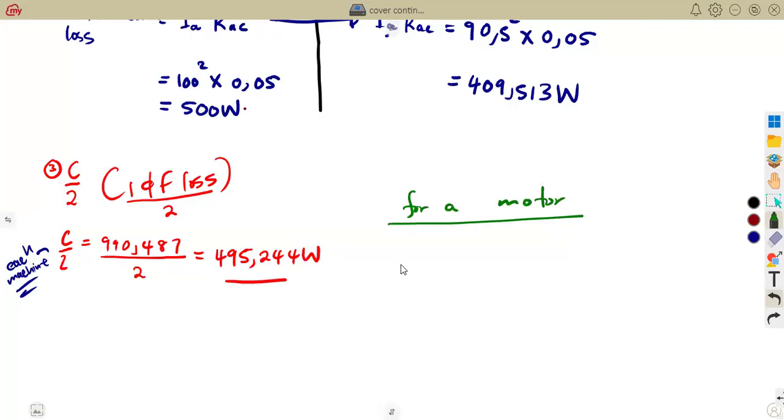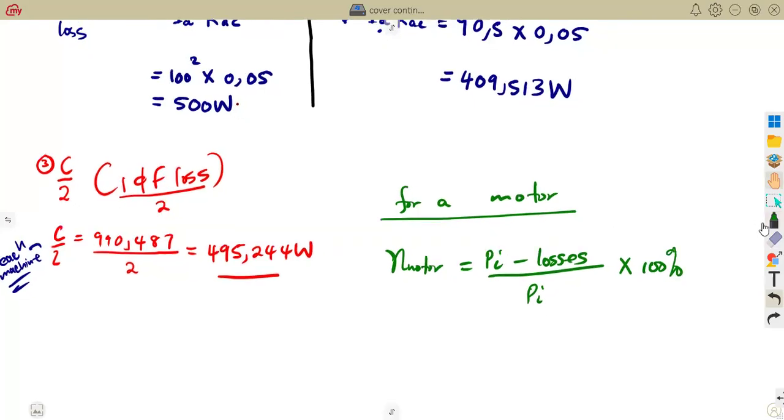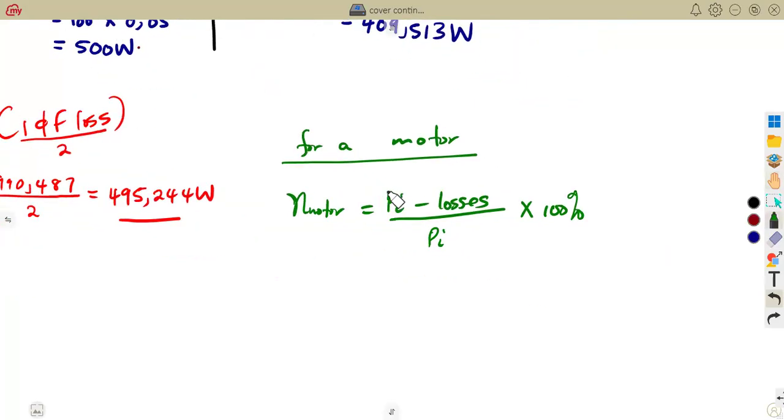So for a motor, whether you took the formula, which was, remember, output over input, we ended up with a formula like this: (P in minus losses) over P in times 100%. I'm going to use this one first and then take another one and show you that it's one and the same, as long as you understand what is here. These are the 3 losses that you calculated.